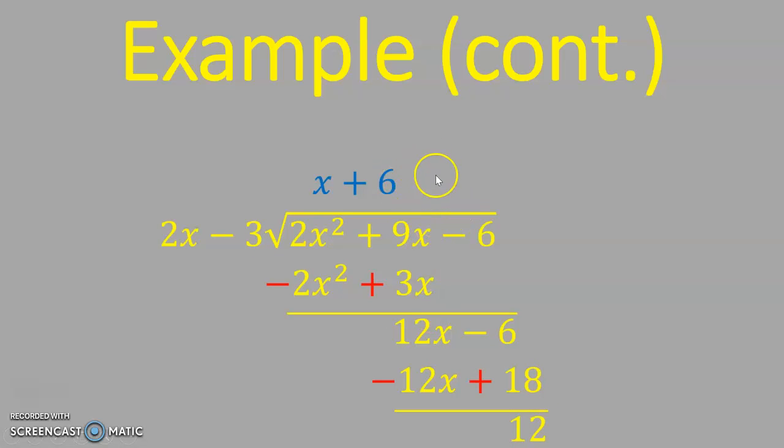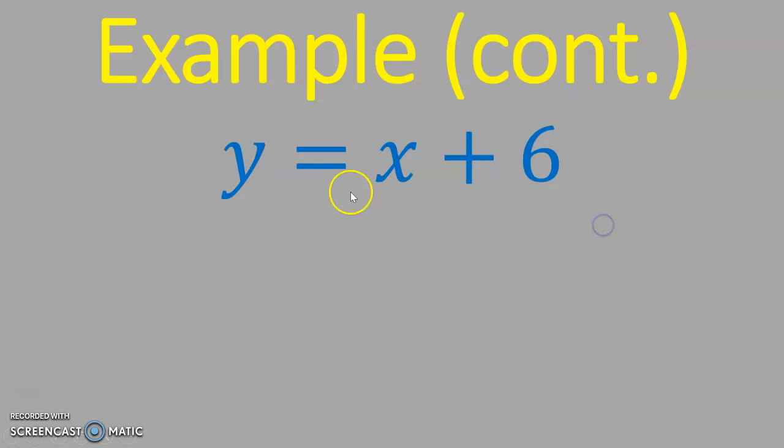But I didn't bother writing the remainder here because, as we said, the remainder is ignored due to the fact that with asymptotes you go a long distance on the graph, and over time that extra 12 doesn't mean very much. Okay, so this x plus 6 written in blue is our slant asymptote. Specifically, we write it as y equals x plus 6. So that quotient is our slant asymptote.